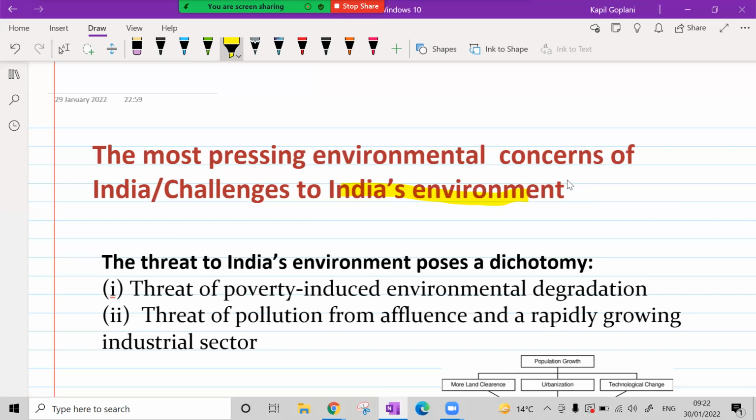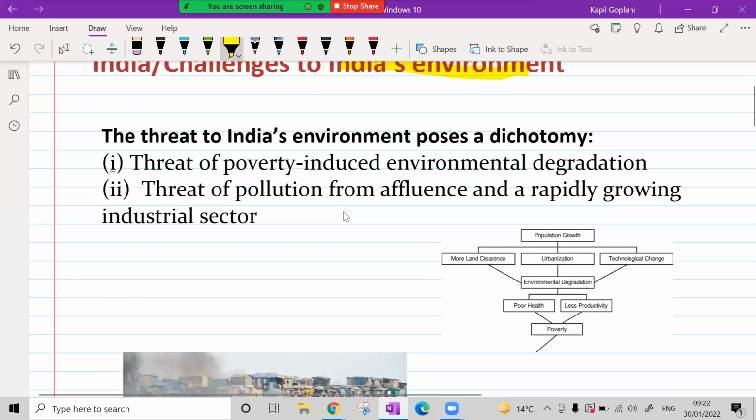Now, to make it more precise, here it is given that the threat to India has been posed by two taxonomies. First, poverty-induced environmental degradation. How poverty has induced that degradation, I will explain. Second, threat of pollution from the industrial sector. Basically, in India we are facing two concerns. Mainly, poverty-induced environmental degradation is there. How is it there?